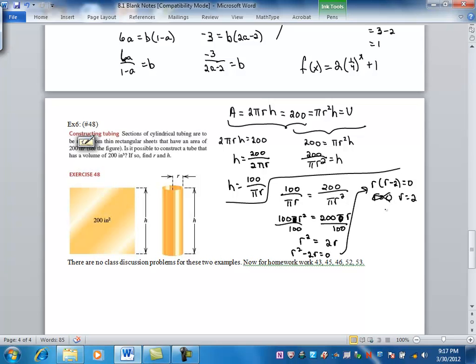Of course, we're talking about nothing if a radius is 0. And if our radius happens to be 2, we can substitute this back in over here. Height equals 100 divided by 2 pi, which is 50 over pi. So the height is 50 over pi inches. Our radius is 2 inches. And it is possible to construct a cylindrical tube that has a surface area of 200 square inches and a volume of 200 cubic inches.